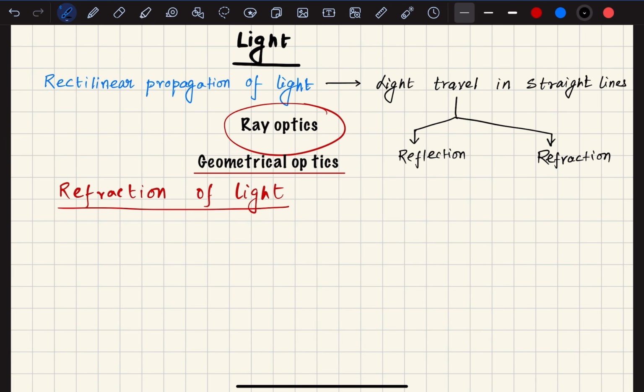So in refraction of light, we need to understand what refraction of light is. Refraction of light is basically, we can say, nothing but bending of light. Yes. Here the light ray bends. So what are we studying over here? What is bending of light?